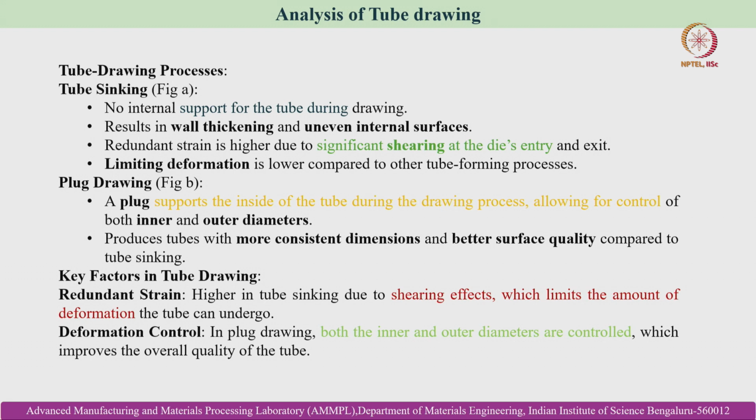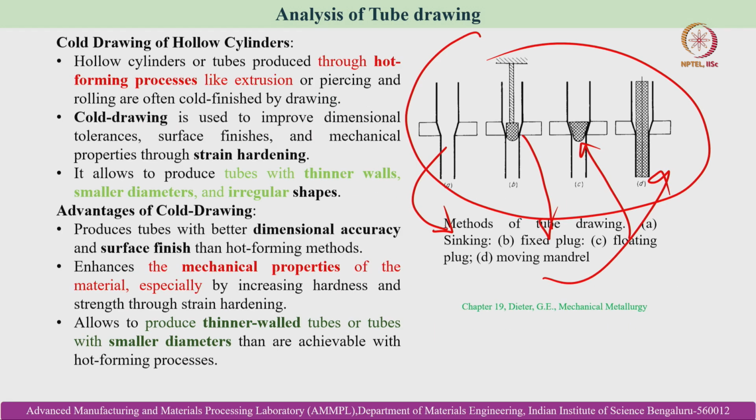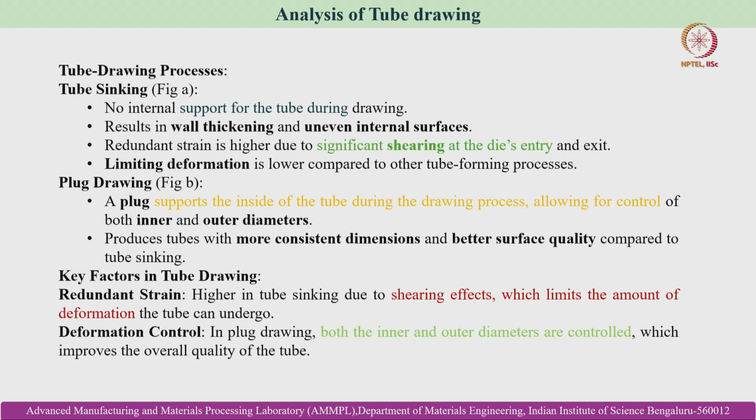And then plug drawing, when we are doing cold drawing of hollow tubes with the help of a fixed plug, analogous to figure B that we have shown here. The plug supports the inside of the tube during the drawing process, allowing control of both inner and outer surfaces. It produces tubes with more consistent dimensions than tube sinking, and also with better surface attributes compared to the tube sinking technique.